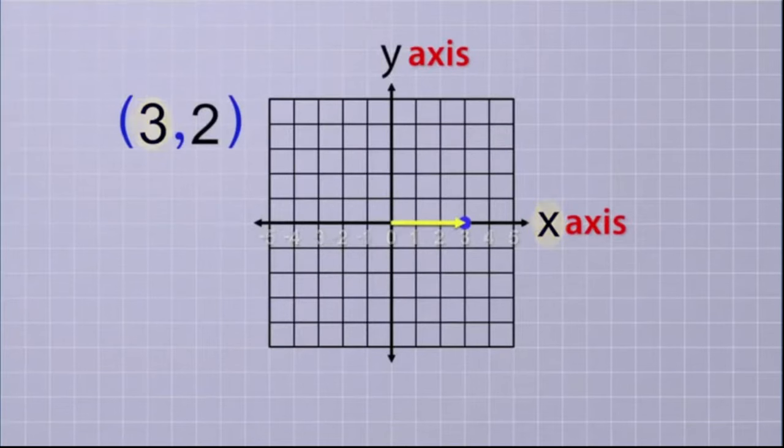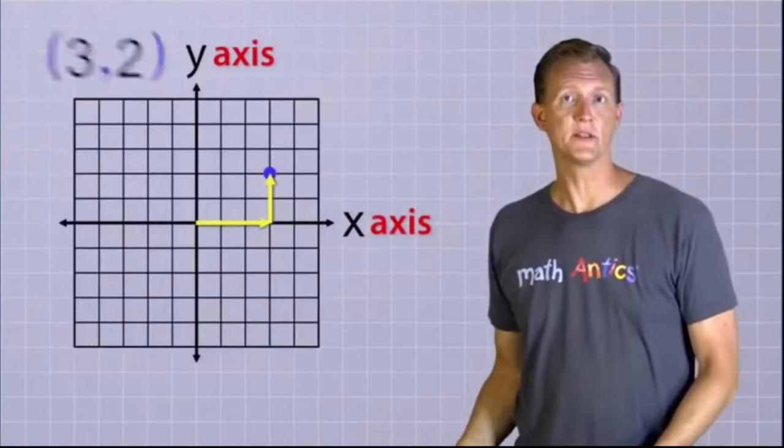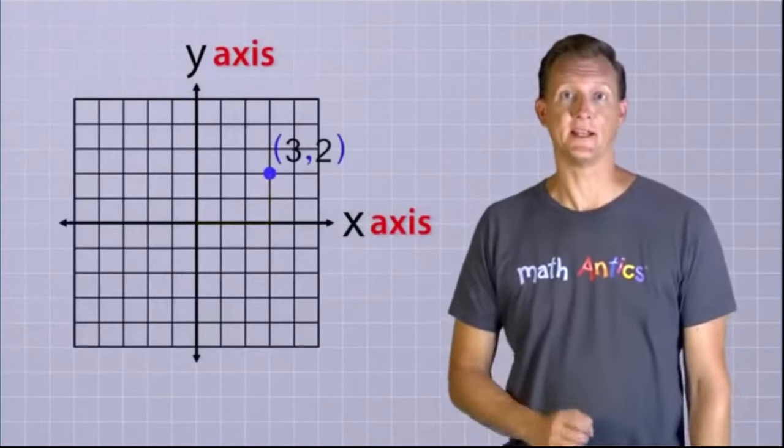And then from there, since y is positive 2, we move our point a distance of 2 units in the positive y direction. So that's a pretty easy method for plotting points. Let's try it a few more times so you get the idea.